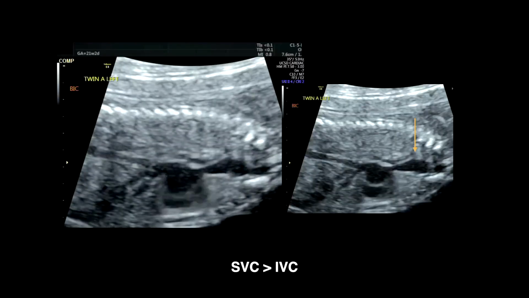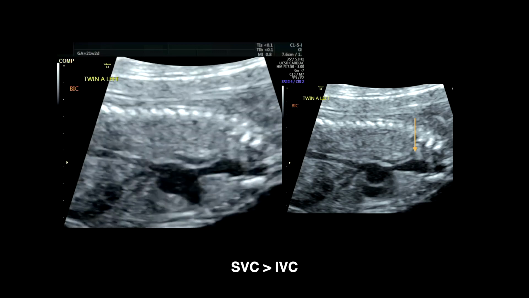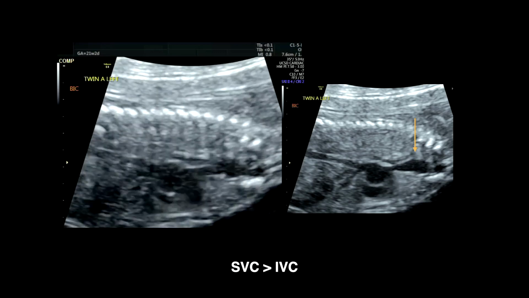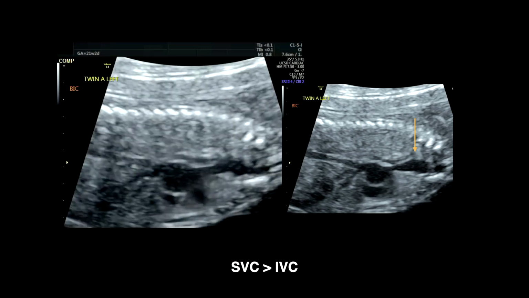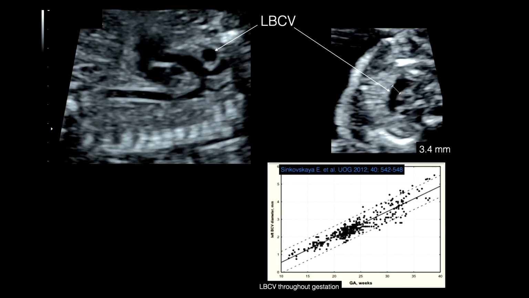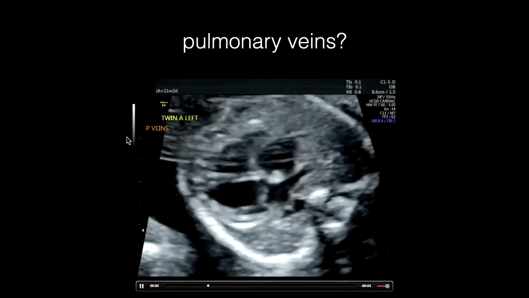When we looked in the bicaval plane, this is another way to look at it, so it should be also similar in size to the IVC, and we can see it was actually quite dilated and prominent here. And if we look, this also measured. There we go.